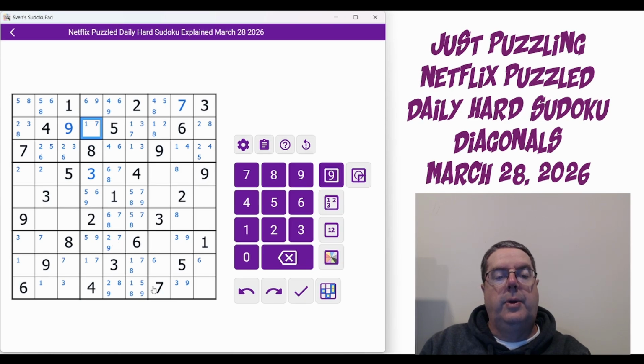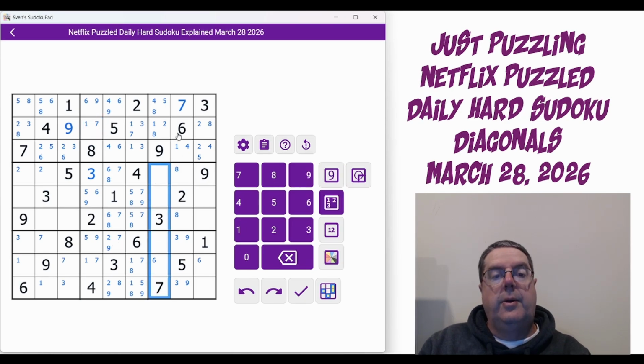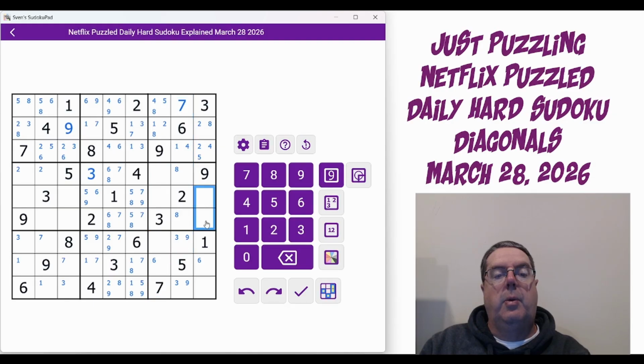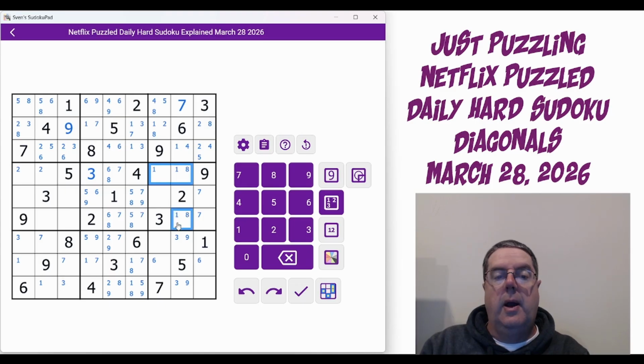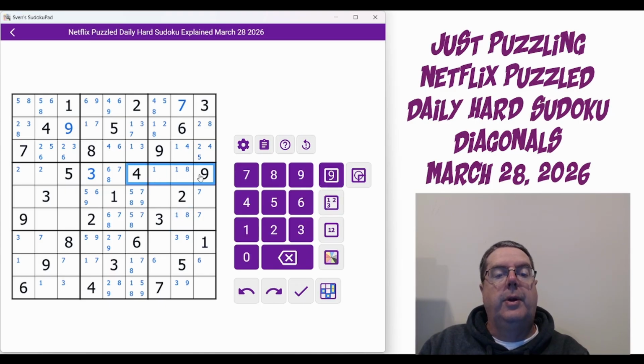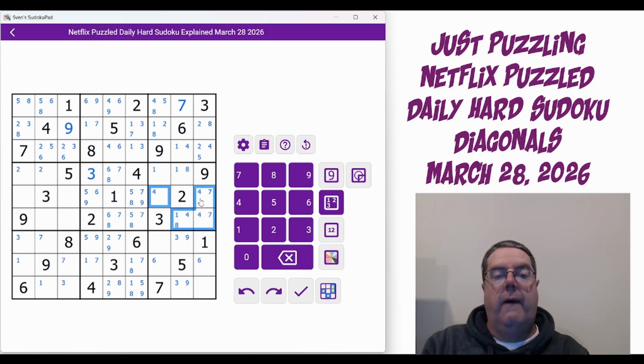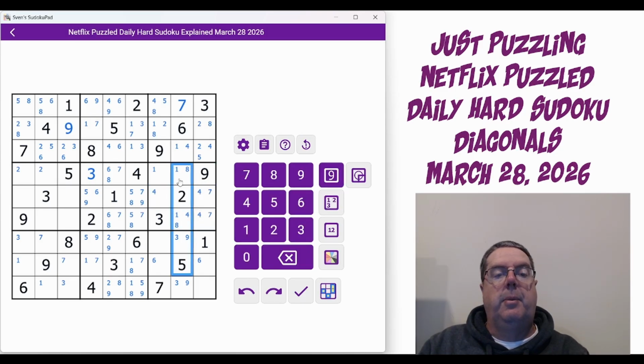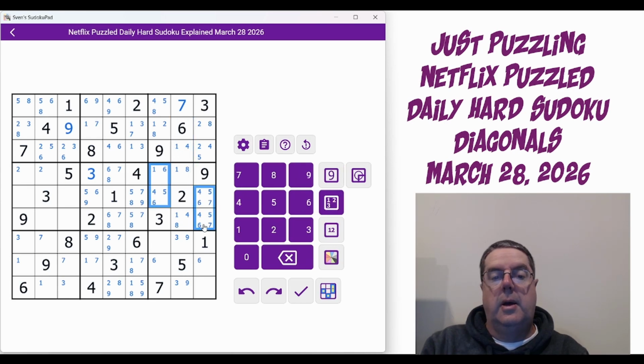7. So 7 comes up here. 7 comes down here. So 7's one of these two. 1 comes up here. 1 comes across here. So 1 is one of these. 2, 3, 4. 4 comes across here. 4 is here. 5. 5 comes up here. 5 comes across here. So 5 is one of these. 6 comes down here, and that's all I know, so 6 is here.